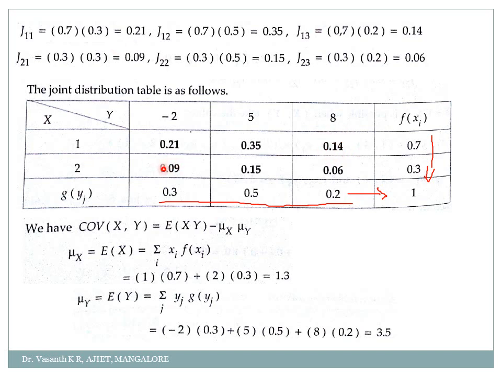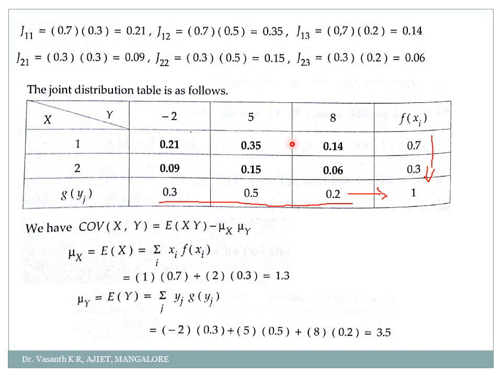Next, how will I write this value? So J21, see this and all is not required in the exam, okay? If you just write this table, more than enough. This is just for your explanation, for understanding, I am explaining all this by writing, okay? Even if you don't write this and write the table directly, no problem, we will give you the marks. So probability of 2 is 0.3 and probability of minus 2 is also 0.3, so I will get 0.09. Next, how will I find this value? Probability of 2, that is 0.3, and probability of 5 is 0.5. So 0.3 into 0.5 is 0.15. Same way J23, that is this value, we will get it as 0.06.